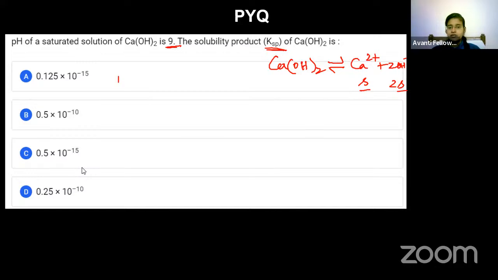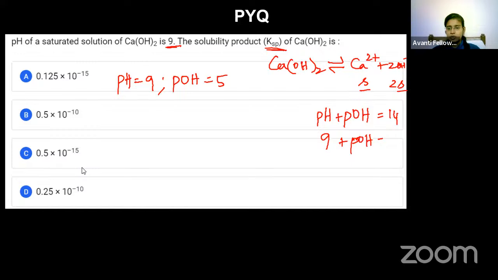Okay. If the pH is equal to 9, what is the value of pOH? pOH will be 5, right? Because pH plus pOH should be equal to 14. If the pH is 9, what will be the value of pOH? It will be 14 minus 9, right? 14 minus 9, so it will be 5.